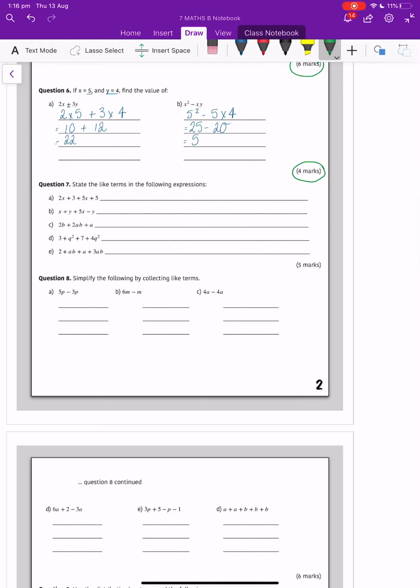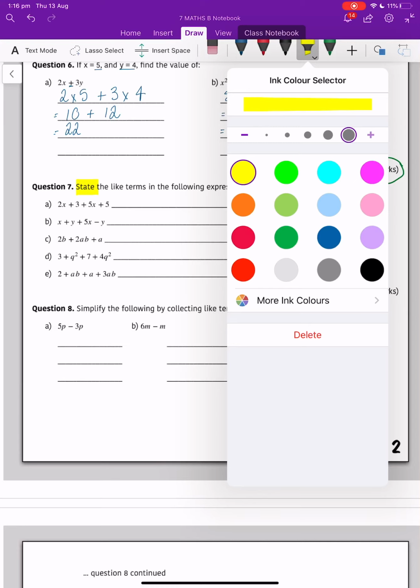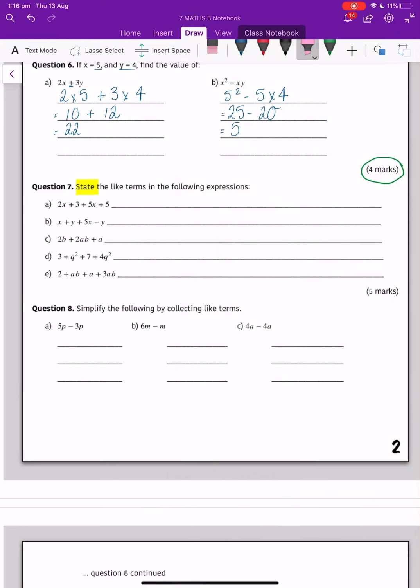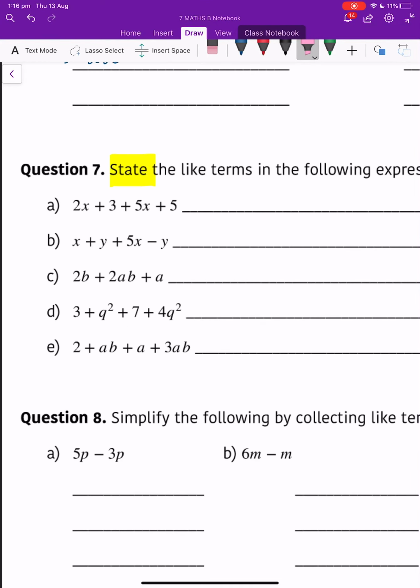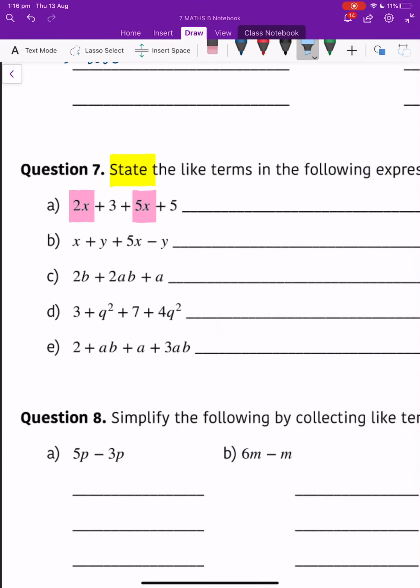Now the next question says, state the like terms in the following expressions. So you only have to state them. You do not have to simplify them. It just says state. So there's 2 ways you can do this. You can either write them out or you can even just highlight them for me, okay? So in the pink group, I can see that my like terms are 2x and 5x. My other like terms are going to be in the blue group, and these are 3 and 5, okay?